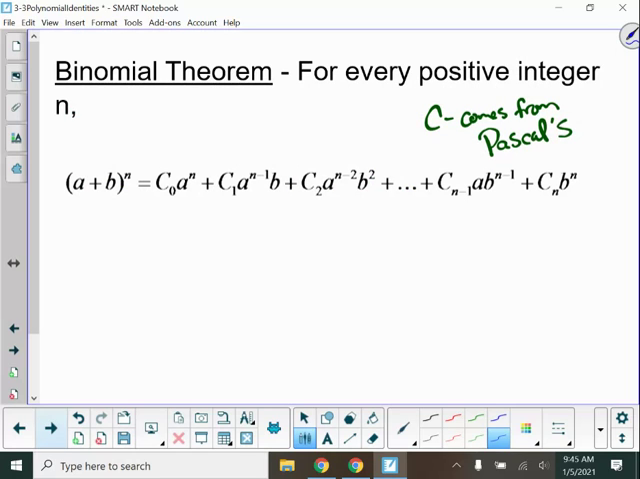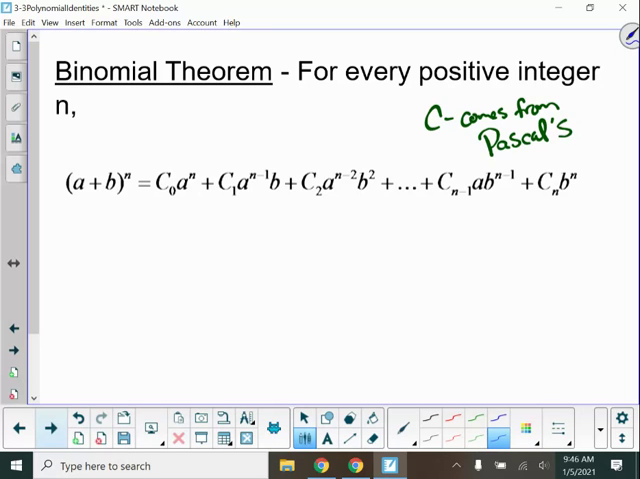This looks a whole lot more difficult than it actually is. This is where A and B can be any possible A and B. Notice A does start at whatever n is, and goes down by 1, and then another 1, another 1 until it's gone. And then the B term starts off not being there, and then it goes up by 1, up by another 1, up by another 1. And then your C's are going to come from Pascal's triangle. So you're going to use whatever row n is. So if n is 7, you're going to use the 7th row of Pascal's triangle.